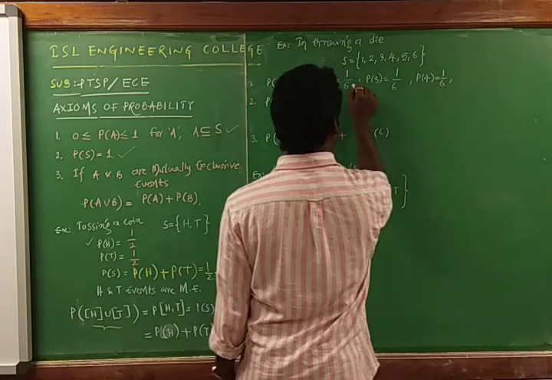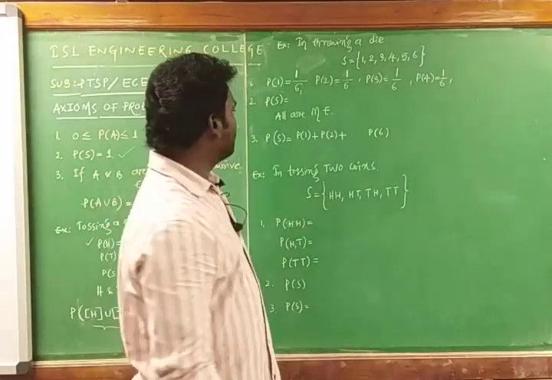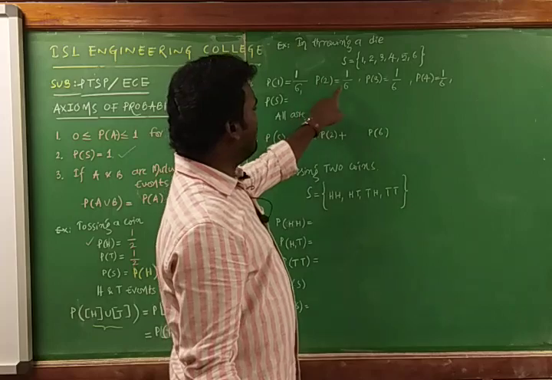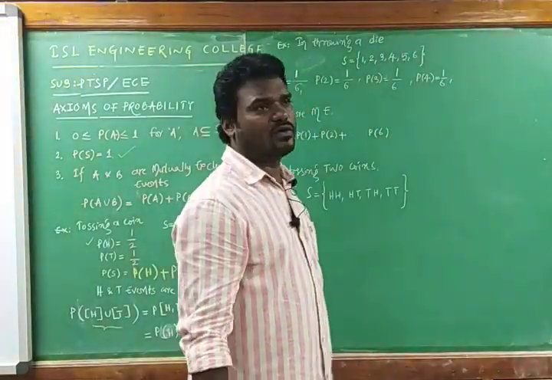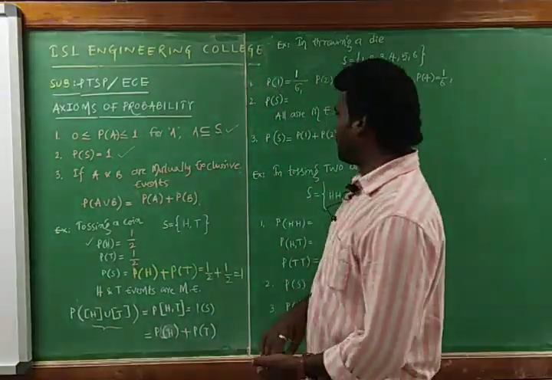Probability of 5 is also 1 by 6. Probability of 6 is also 1 by 6. So the probability of 1 is 1 by 6. Probability of 2 is also 1 by 6, up to probability of 6, which is also 1 by 6. If you go with the statement, what is that?